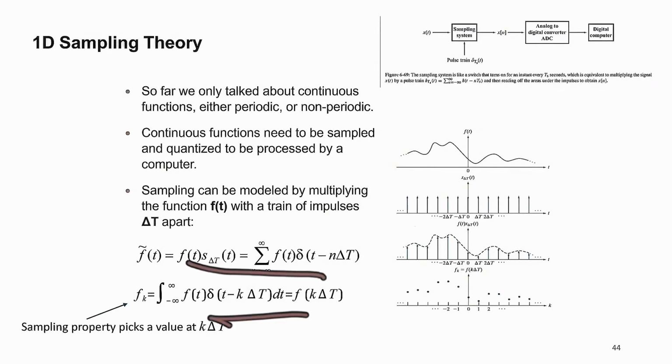This is just a pictorial view, but what you actually get are the sample points like this one. This is the actual thing that we get after sampling. Also, from the first few slides, f of t multiplied with the delta function will give me that point, at k delta t. This is the property of the delta function, nothing else.